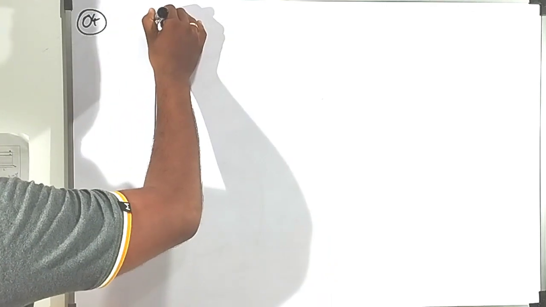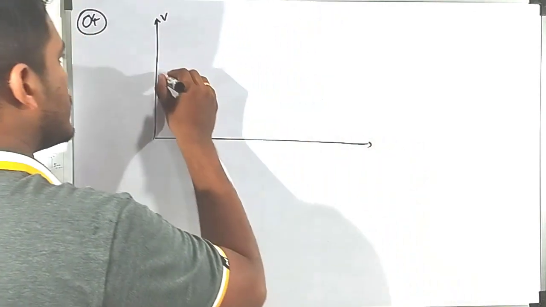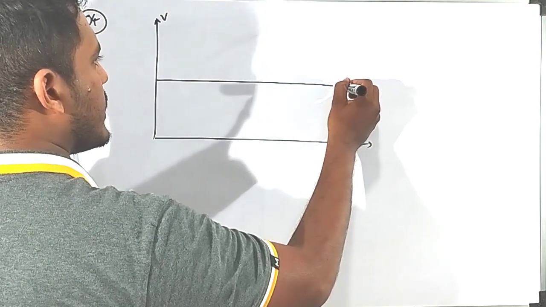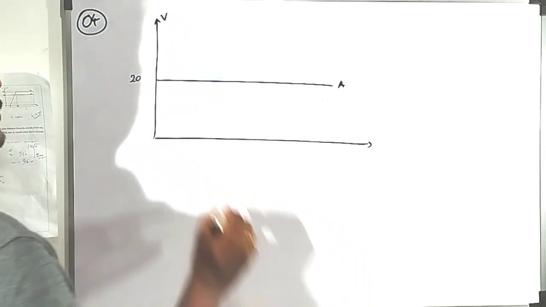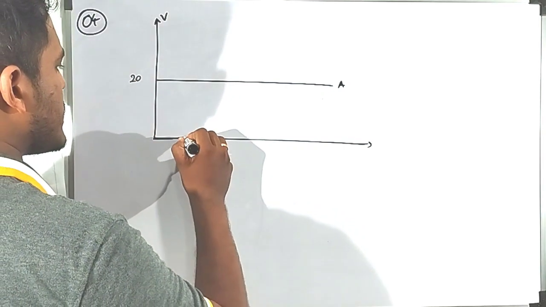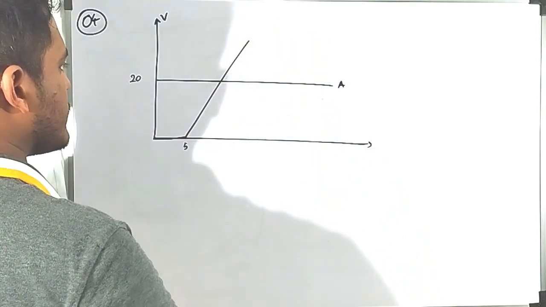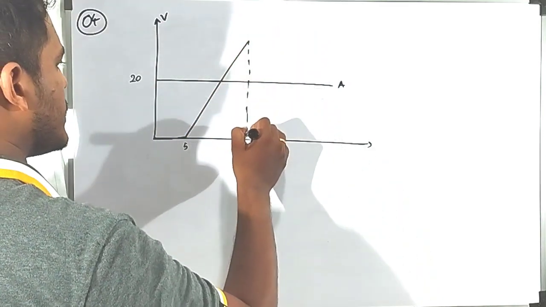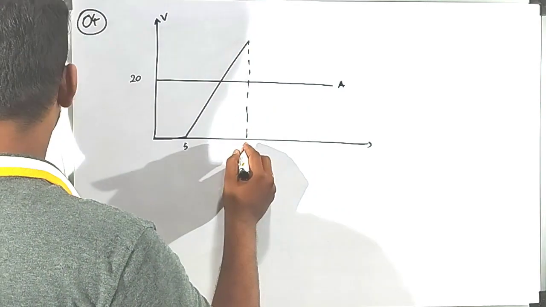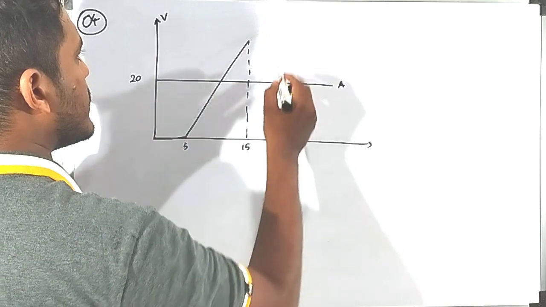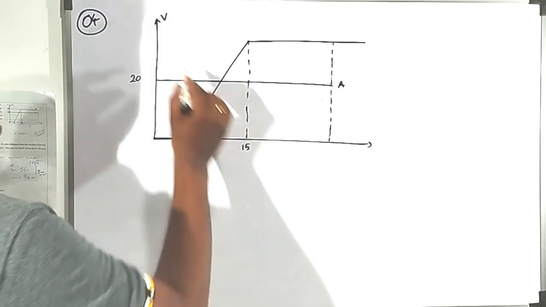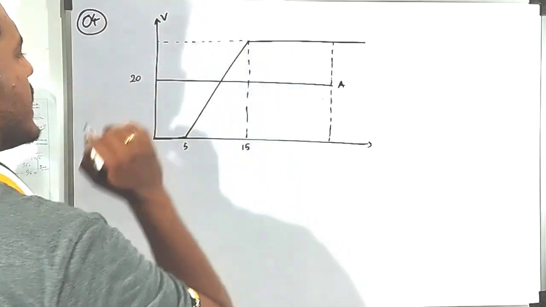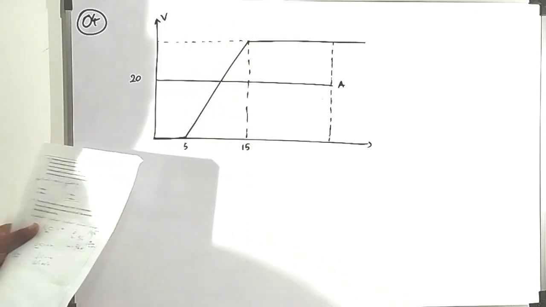Then we can see the velocity-time graph here. This will be the velocity-time graph for A, the motor vehicle. Its velocity will be 20 m/s. B starts its motion after 5 seconds and accelerates up to 15 seconds, then moves under uniform velocity. At a certain instant the police bike can catch A, the motor vehicle.